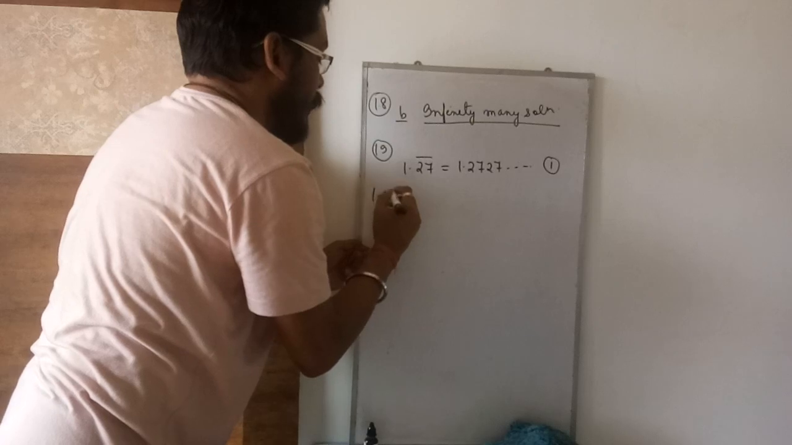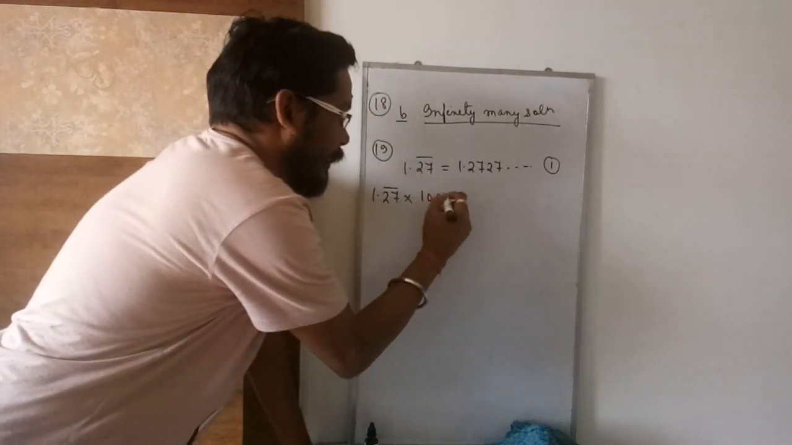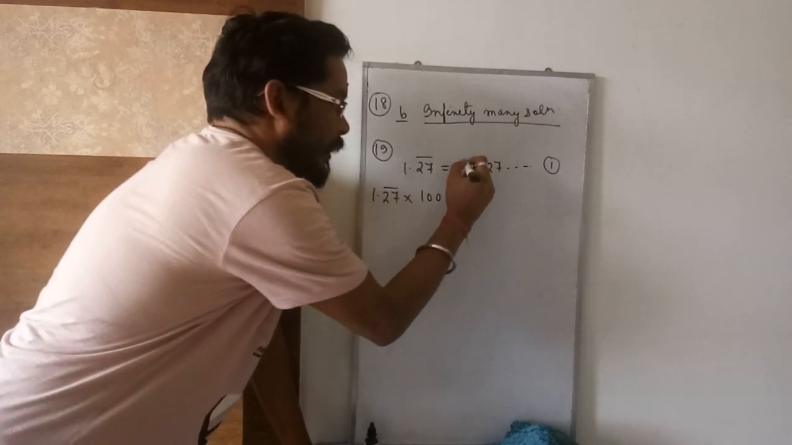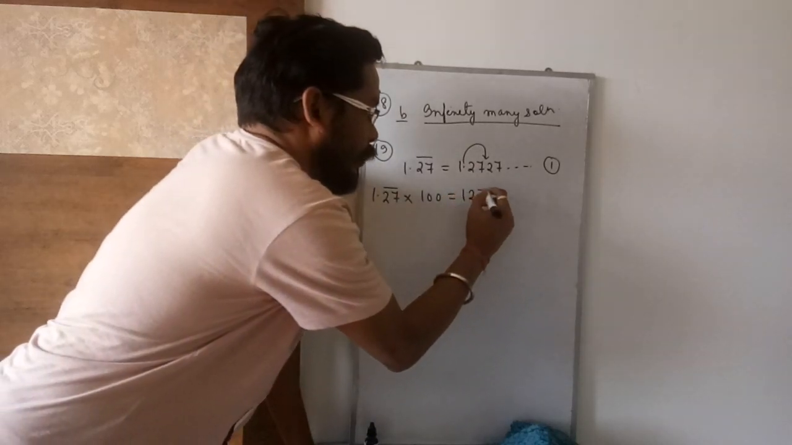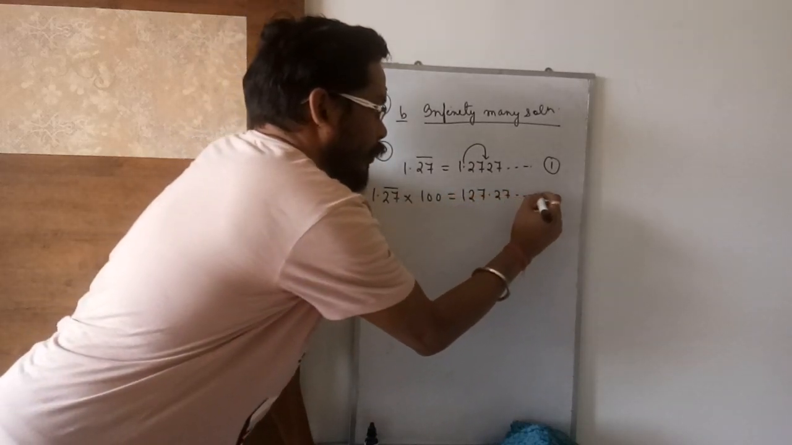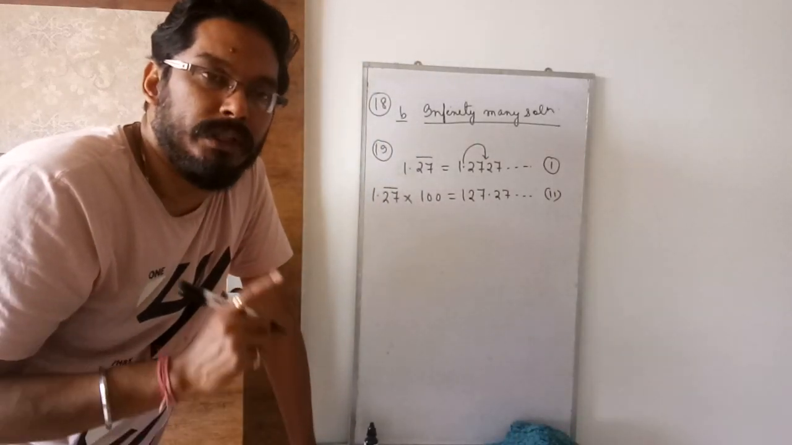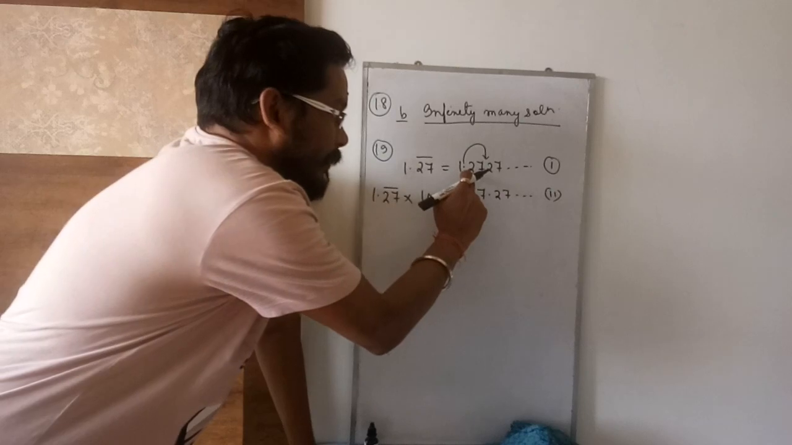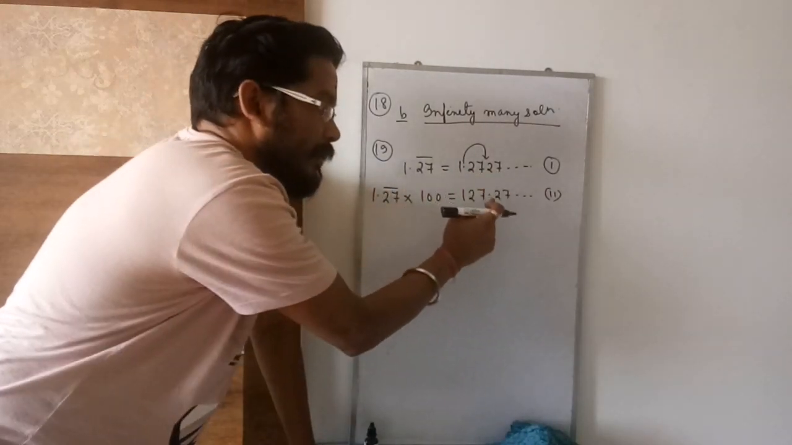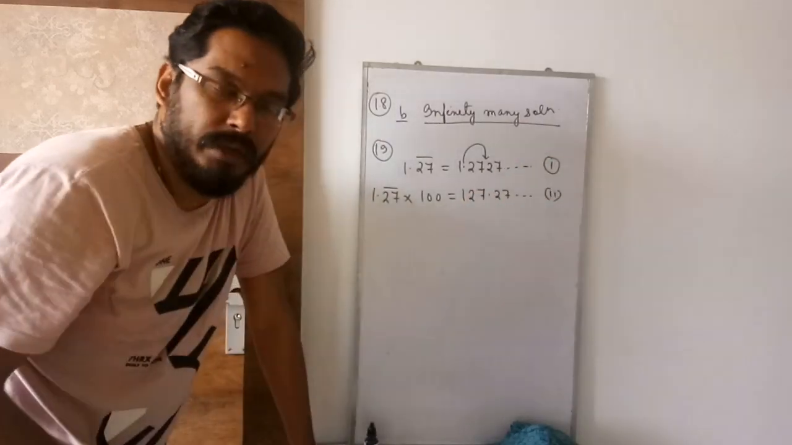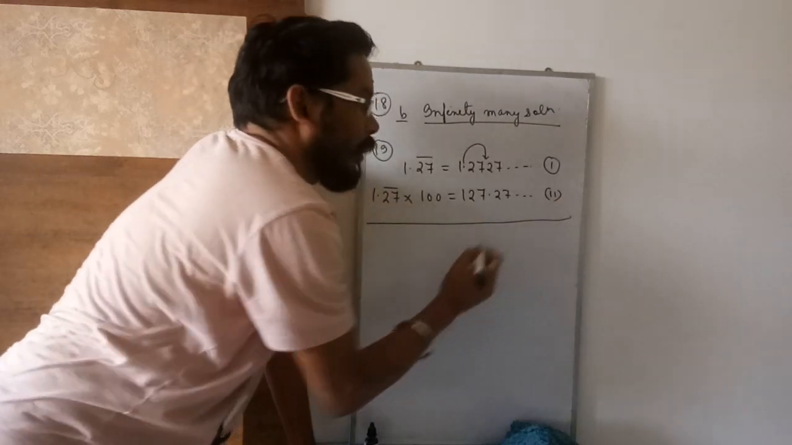So next step, the bar is above 2 digits, 2 and 7. So I have to multiply by 100. As soon as you multiply by 100, the point will shift 2 digits towards the right. So it is 127.2727... equation 2. Before doing plus and minus, you have to check whether the decimal part is the same or not. Decimal part 27, here also 27. The quantity does not matter; the dots mean 27 will keep coming. So after the decimal 27, here also 27. So it is ready for minus.